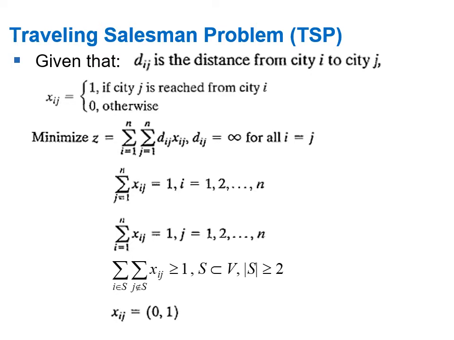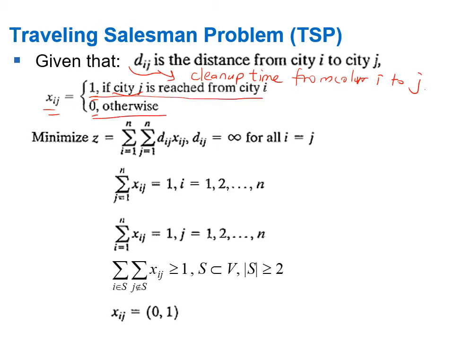Basically, in that version, Dij represents the distance from city I to city J. But here, we will say that this is the cleanup time from color I to J, and Xij will be a binary decision variable again if we switch from color I to color J. So the definition of the decision variable will be changed according to the problem, but the formulation will be exactly the same.